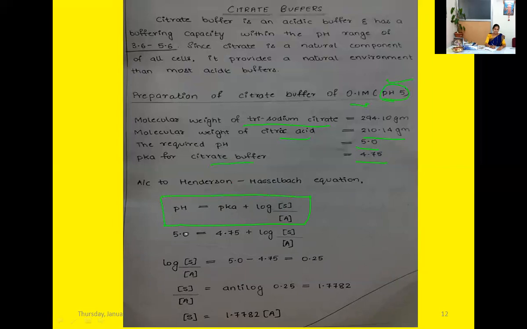pH, what is required here, we are going to perform for 5.0. pH is equal to pKa, that is 4.75, plus log salt by acid. So log salt by acid is equal to 5.0 minus 4.75, which is 0.25. Let us take the antilog of 0.25, that will give you 1.7782. So here we shift: S is equal to 1.7782 acid. Okay, so S is equal to 1.7782 acid.